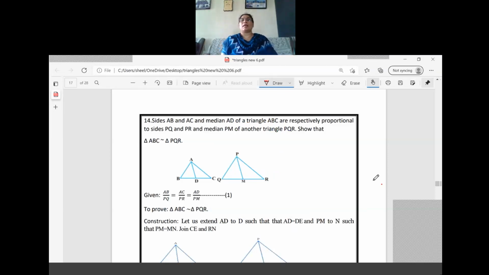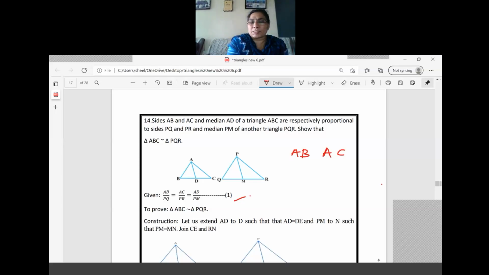AB and AC and the median AD of the triangle ABC are respectively proportional. In the given part, if you check, you can see that we have written what is given in the question. This is given: AB by PQ equal to AC by PR equal to AD by PM. But here we have to prove that triangle ABC is similar to triangle PQR only, right? So let us check. AB and AC are given in triangle ABC. So if it is given, then one more side we should get.